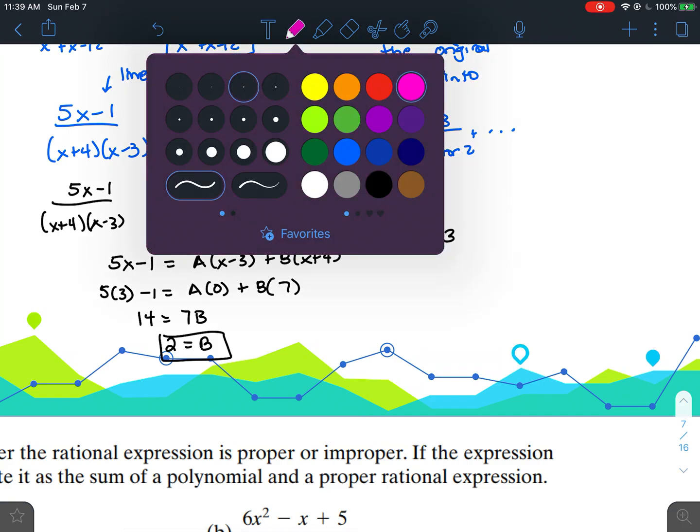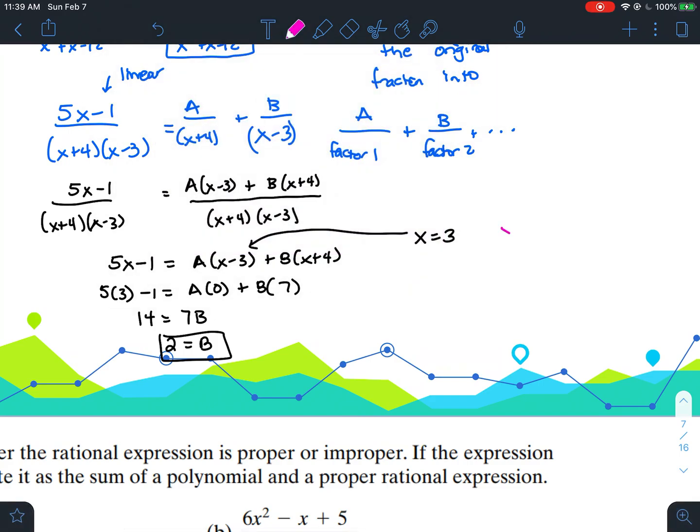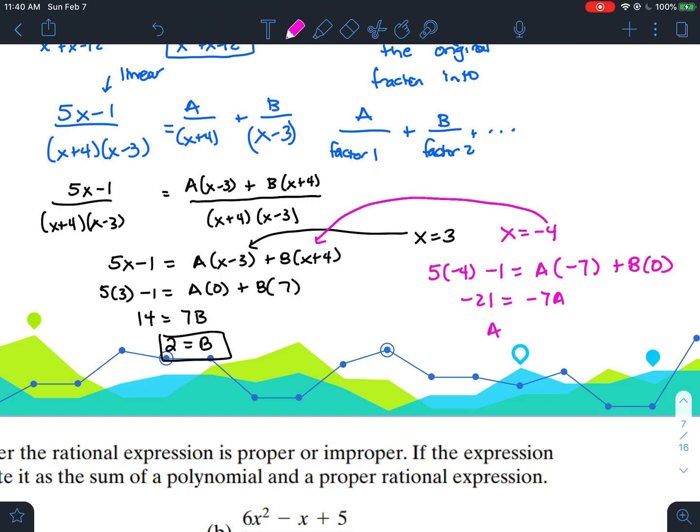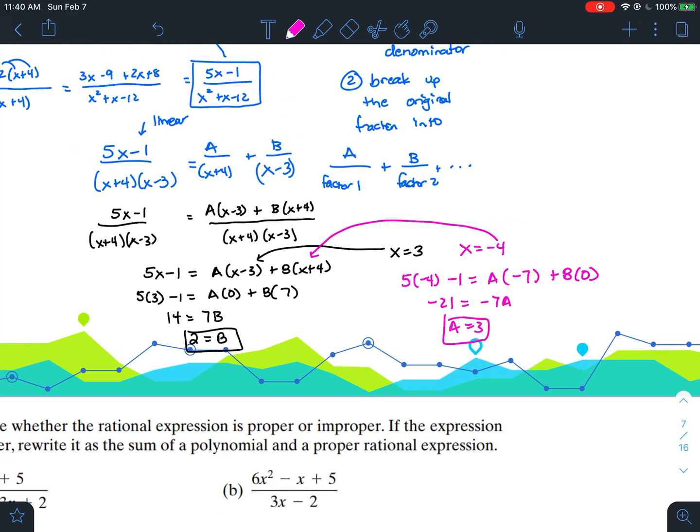Now that I have B equal to 2, I'm going to pick another creative value for x. What if I let x equal negative 4? If I let x equal negative 4, notice the B term will go away. So I have 5 times negative 4 minus 1 equals A times negative 4 minus 3, which is negative 7, plus B times 0. So I get negative 21 equals negative 7A, and when I solve for A, I get A equals 3.